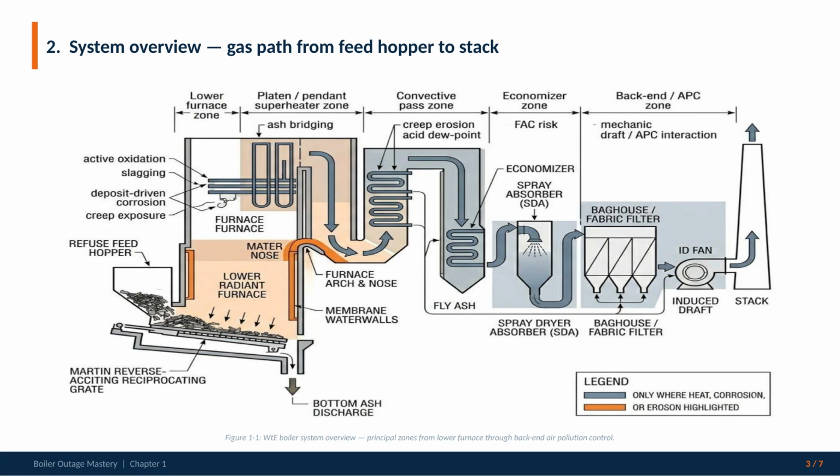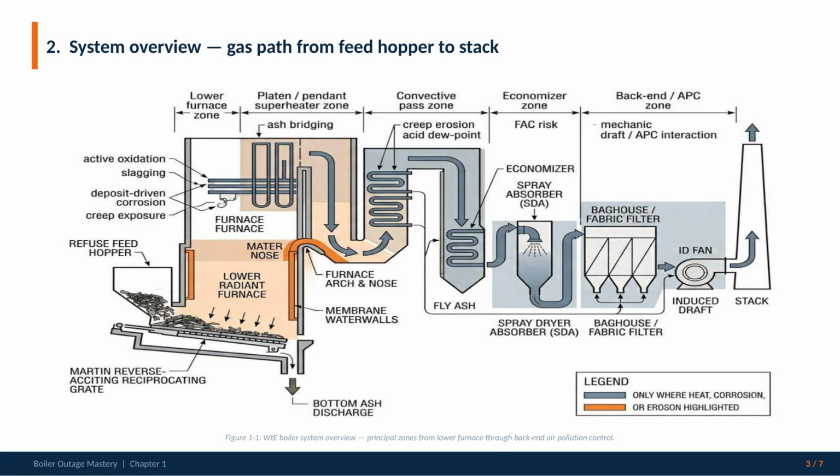The gases then pass through the furnace arch and nose. This geometry controls gas residence time, mixing, ash trajectory, and the temperature distribution into the superheater region. Excess slag or refractory distress at the nose does not stay local. It changes temperature uniformity and particle loading across the entire downstream gas path. From there, gases enter the platen and pendant superheaters, then the convective superheater banks, then the economizer. Each zone has a cooler temperature, different dominant mechanisms, and different inspection requirements.